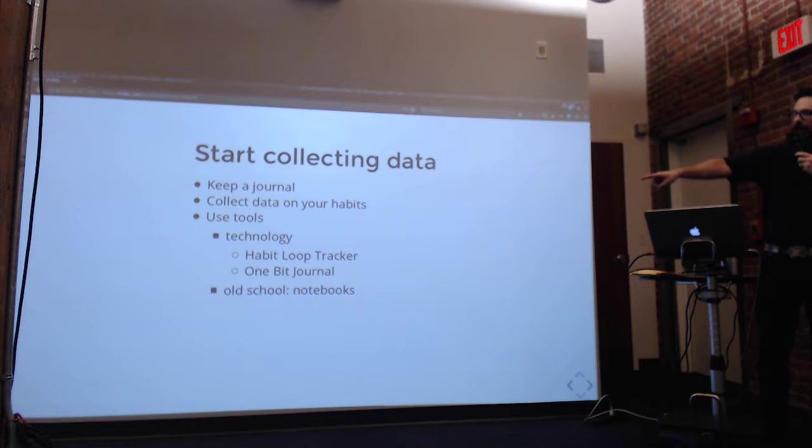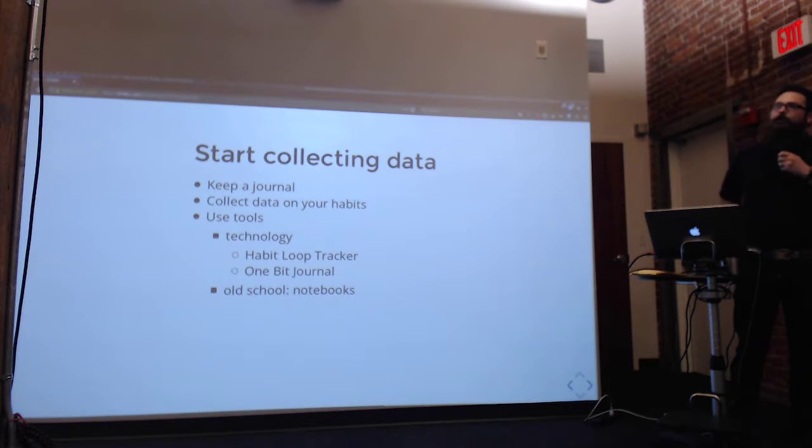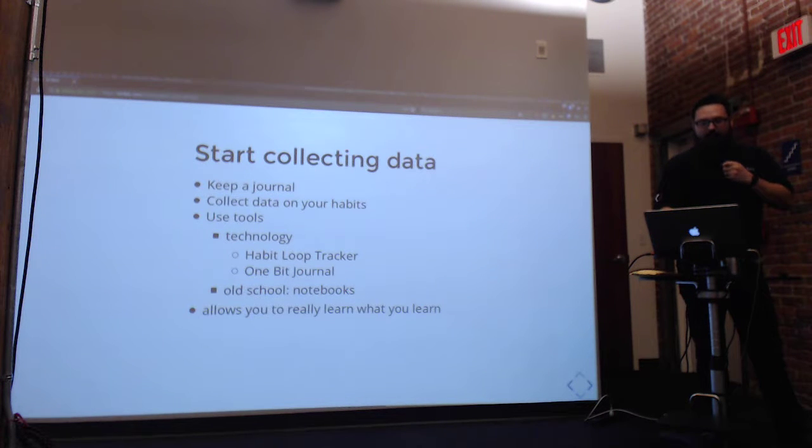There's one called the Habit Loop Tracker. It's on F-Droid. It's open source. Also, One Bit Journal, also open source. You could do the old school method with notebooks. I do transfer mine onto the computer afterwards to be able to graph things out. And what this really does is it allows you to really learn what you learned throughout the day, be able to reference back to it, and track your progress and see what's going on.